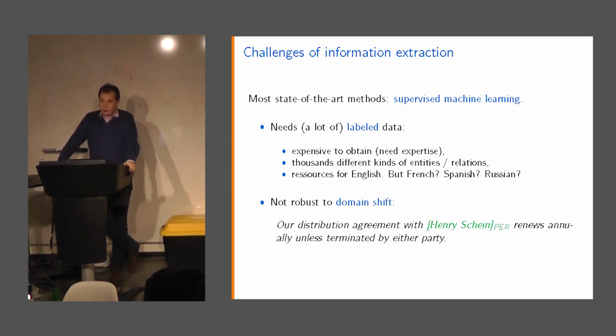Another limitation is the fact that it's not robust at all to domain shift. This is an example of a sentence extracted from a financial report about a healthcare company. Henry Schein is actually a healthcare company, and given that it appears in that particular document, it's much more likely that this is referring to the company than to a person, but a named entity extraction system trained on general data will always label this as a person, and actually it makes sense.